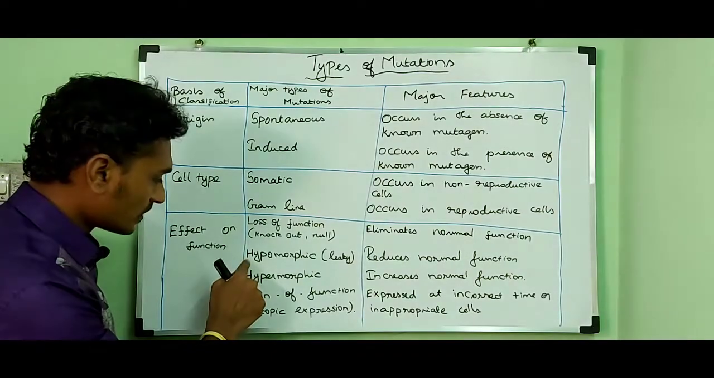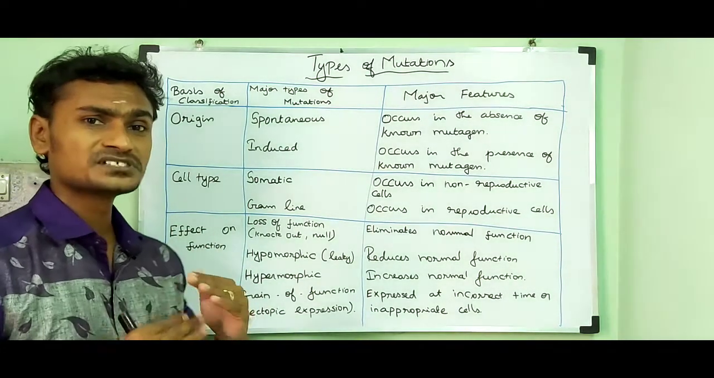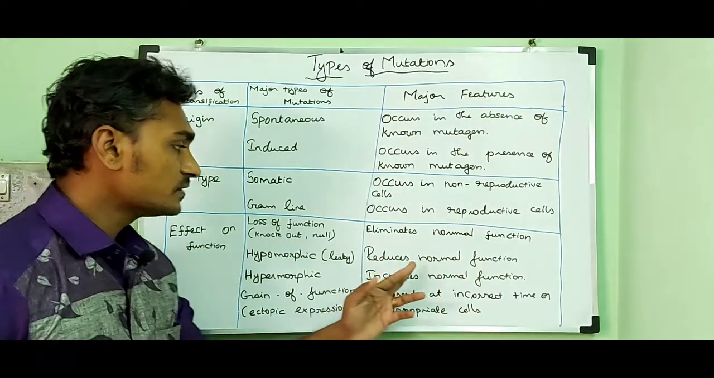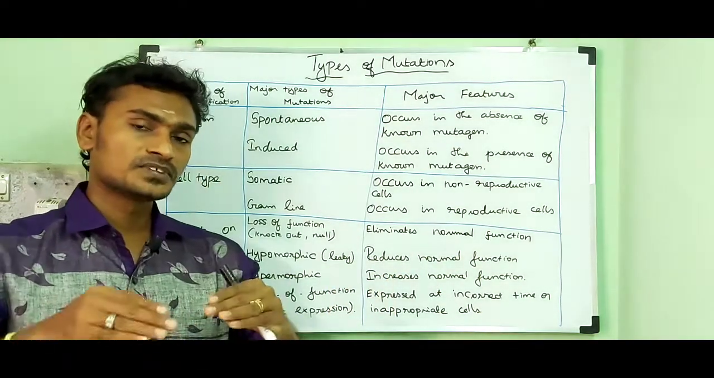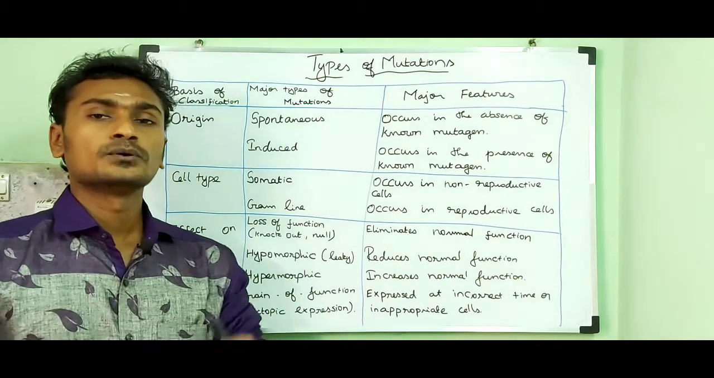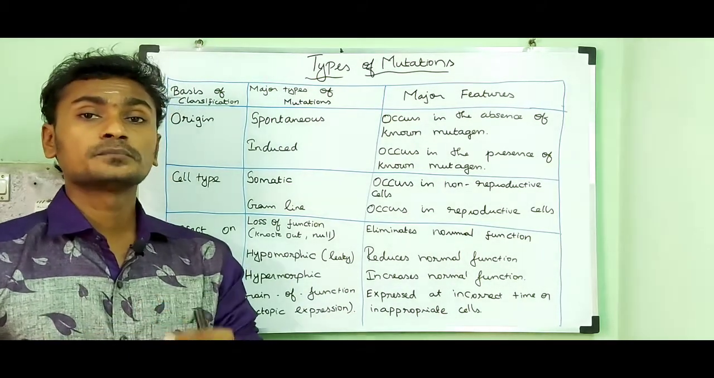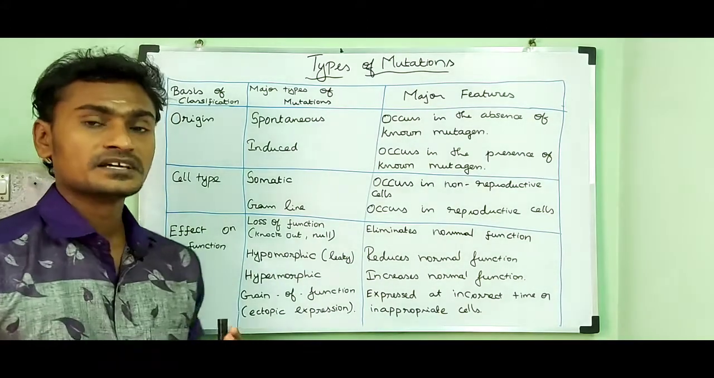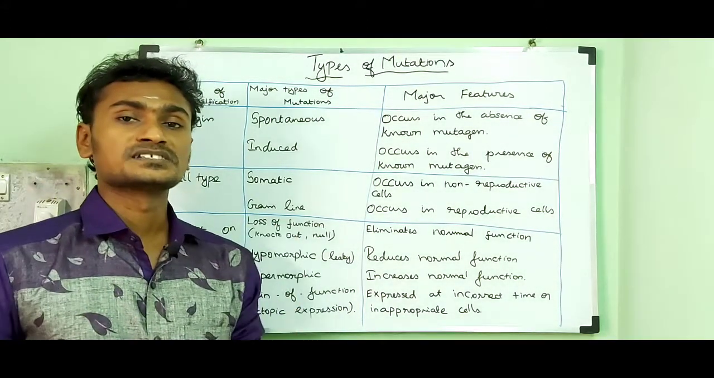Then the second one is hypomorphic. Hypo means below or low. Morphic, it reduces the normal function. So if that mutation takes place in the wild type, the wild type has to express aggressively, but this mutation reduces its normal function.